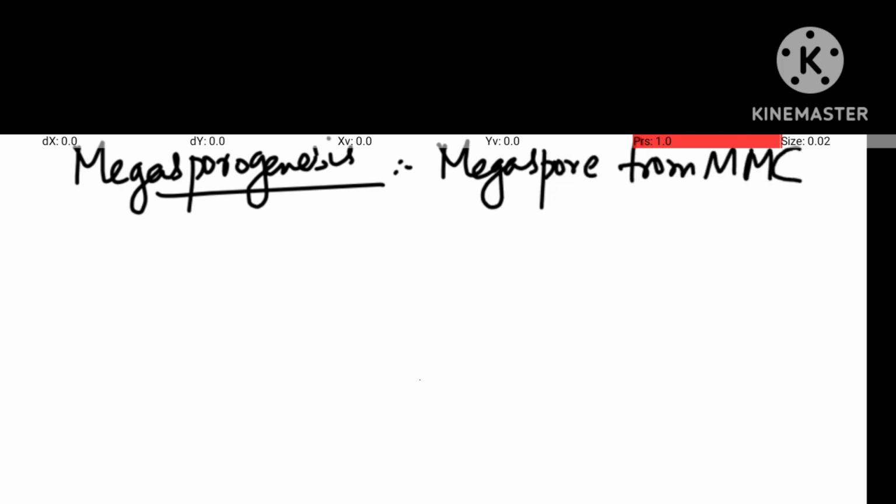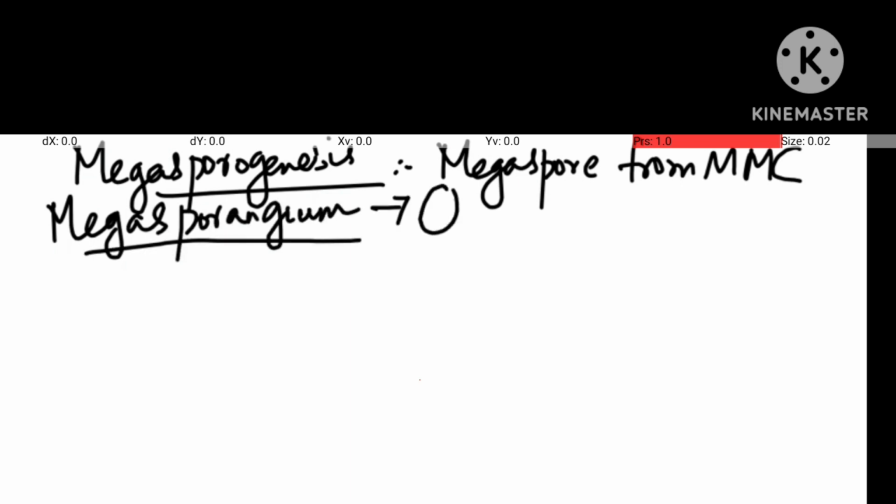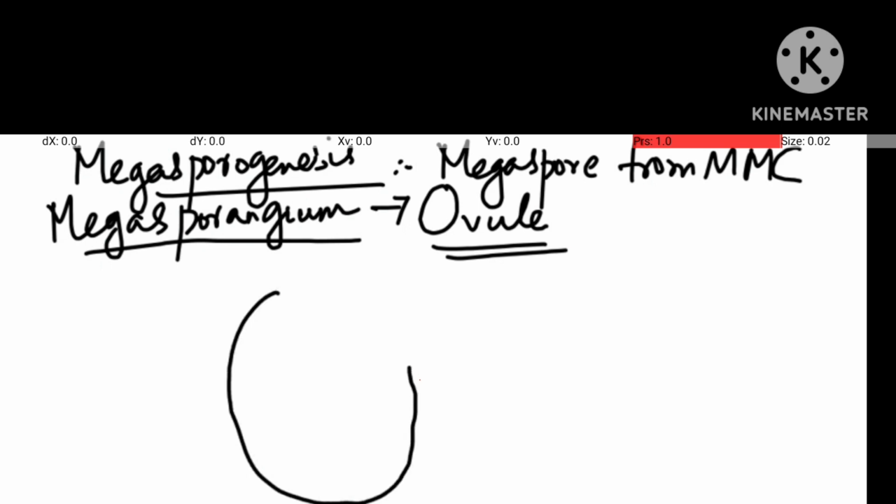First of all, what you have to know is what is the other name for megasporangium? Because this megasporogenesis takes place inside megasporangium. So what is this big word? This big word is actually another name for ovule, which is there inside ovary. Now ovule, since I told you, we have to learn the structure of ovule too.